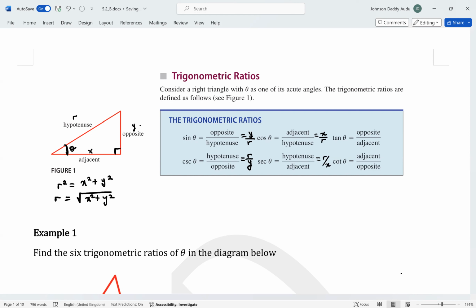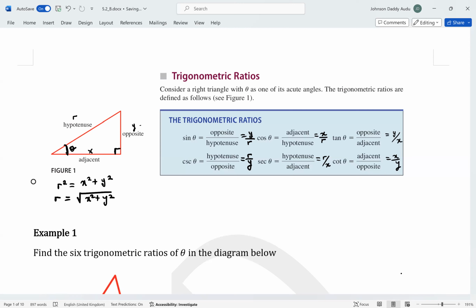Then we go to tan theta. Tan theta is opposite over adjacent, which is y over x. Cotan theta is the reciprocal, which is adjacent over opposite. You can see adjacent is x, so it is just x over y.